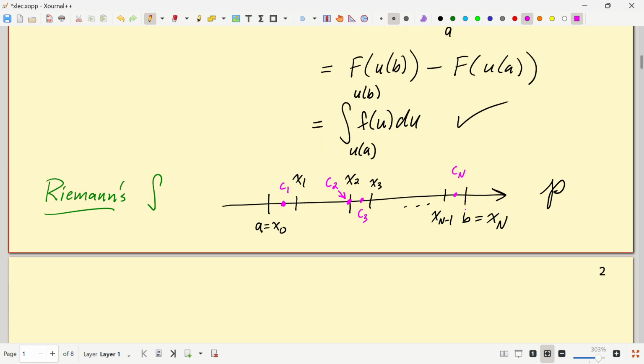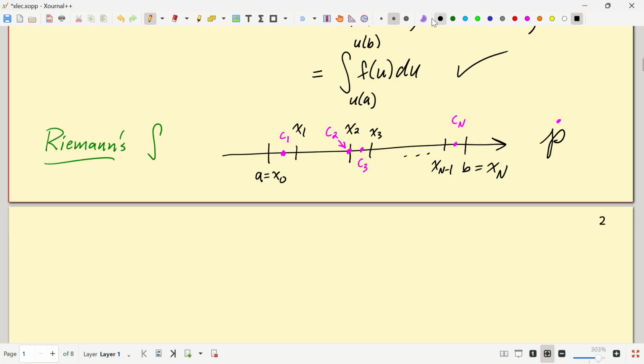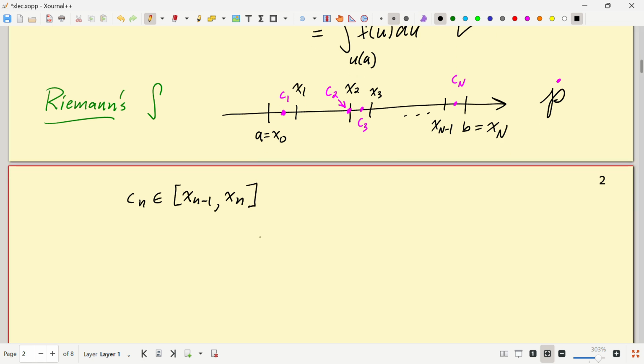Okay, so when I give you those points, they're called tags. Then we denote that partition with tags by P dot. And so the deal here is that cn is just any old point in the interval from xn minus 1 to xn. P is a partition. P dot, with all the points in it, is called a tagged partition.